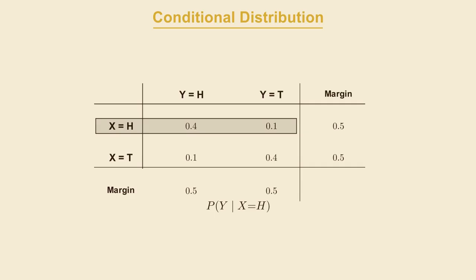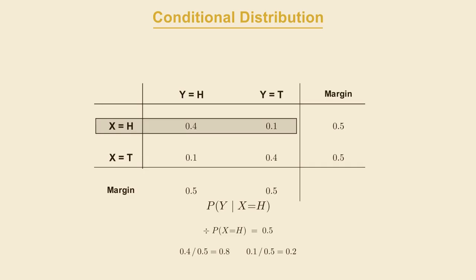The row where X equals heads has two joint probabilities. X heads and Y heads is 0.4, and X heads and Y tails is 0.1. Those two values cover all the scenarios where X already has landed heads. To turn them into a proper conditional distribution, divide each by the total probability that X equals heads, which is the marginal 0.5. So the conditional probability that Y equals heads, given that we already know X landed on heads, is 0.4 divided by 0.5, which ends up being 0.8, or 80%.